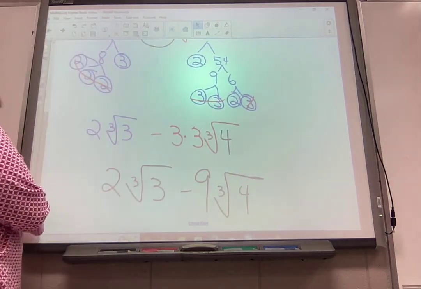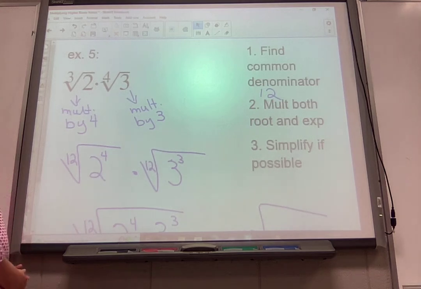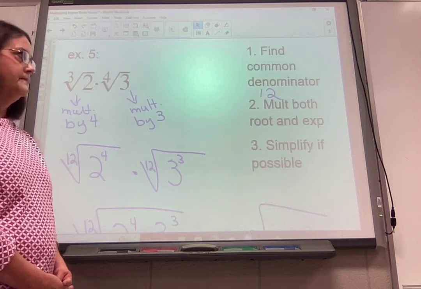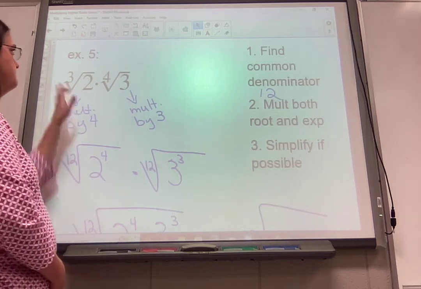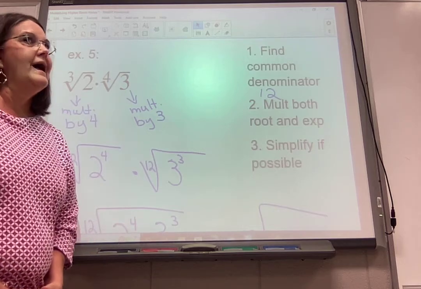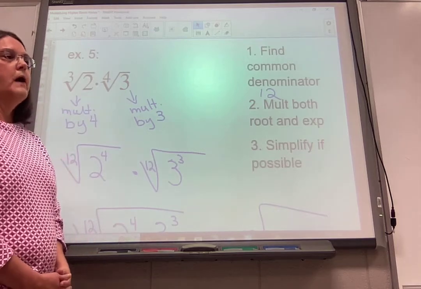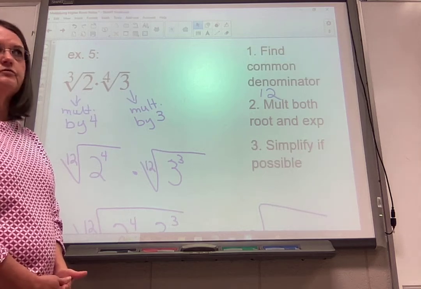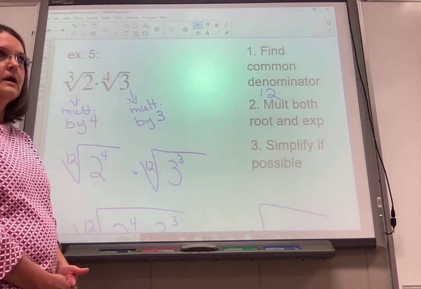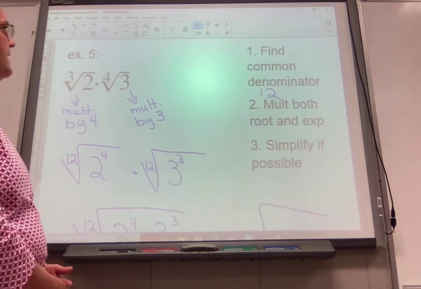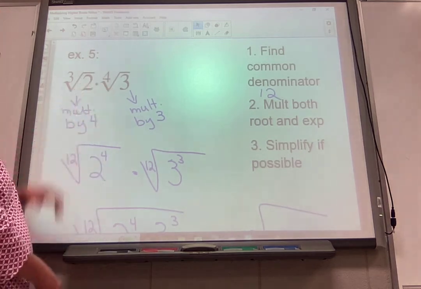All right. Now, this is the kind you've not done or seen. We have the cube root of 2 times the 4th root of 3. We can't add these numbers. Just like with polynomials, we can't add terms which are not like terms, but we can multiply them. The same is true with radicals. We can't add these two, but we can certainly multiply them.